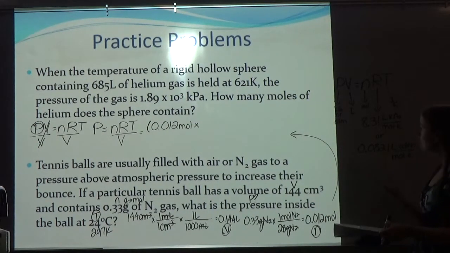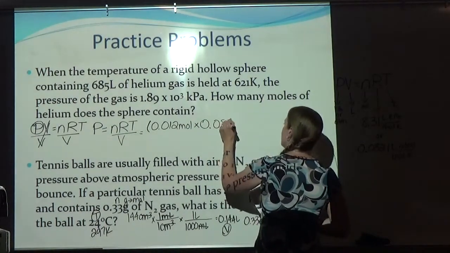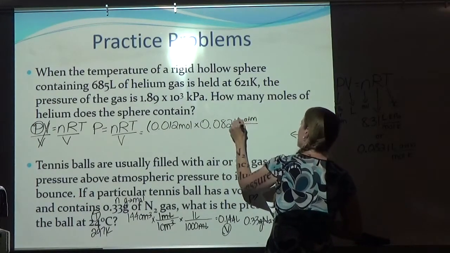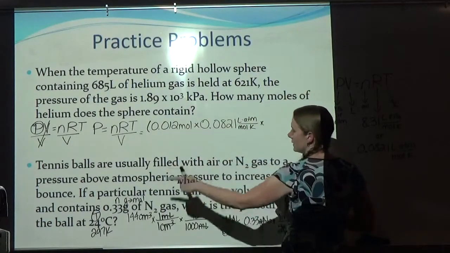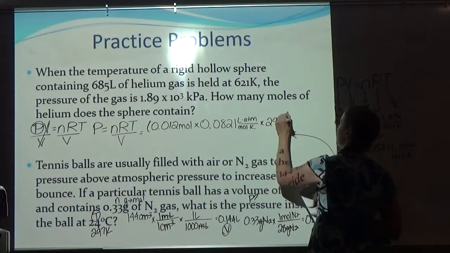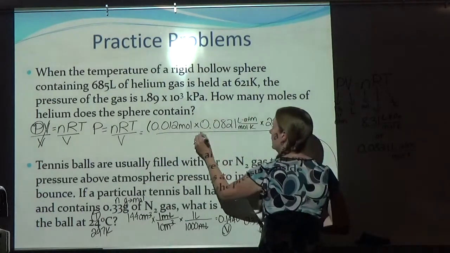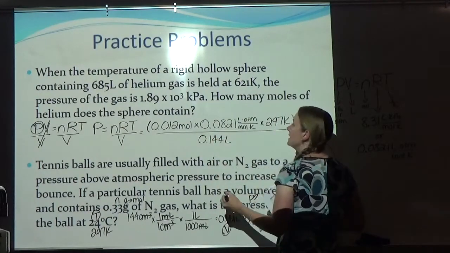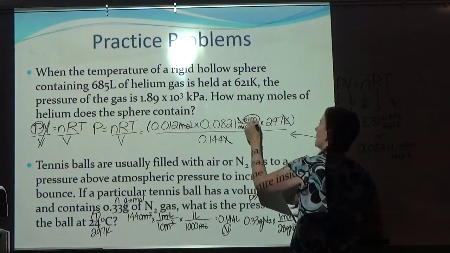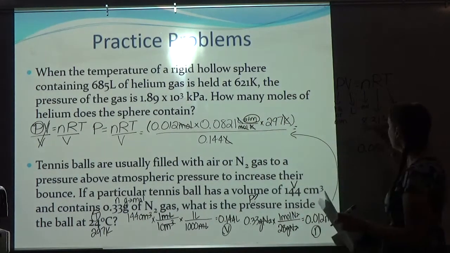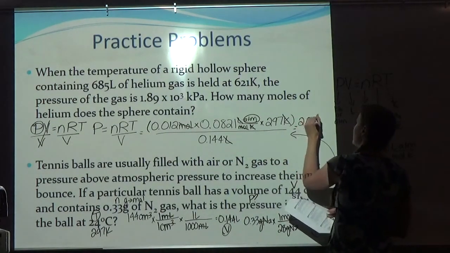All right, so I chose atmospheres, so I chose to use the 0.0821 liters times atmospheres over moles times Kelvin. And then times my temperature, which we decided was 297. I forgot we're using the problem down there. All that over the volume, which we calculated to be 0.144 liters. So if you look, the moles cancel, the liters cancel, the Kelvin cancels. So I'm left with atm because I chose to use this R value. So when I solved, I got 2.03 atm.